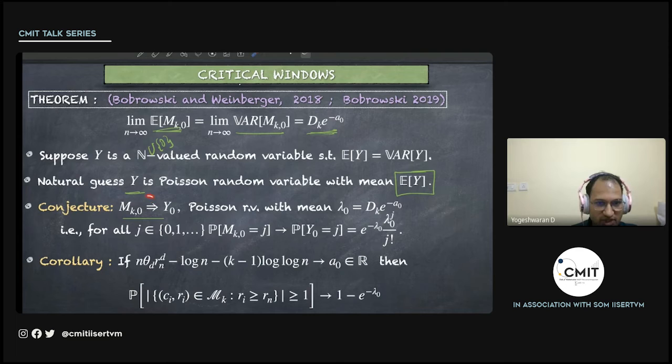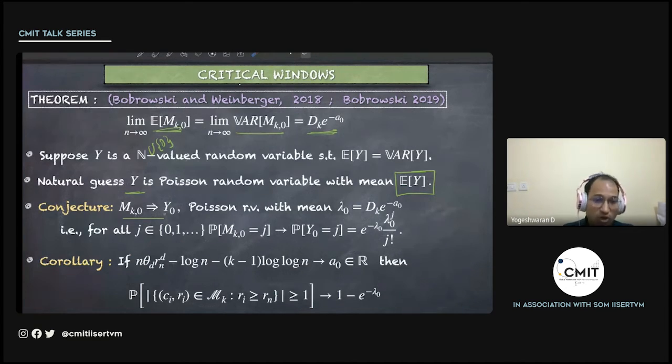This is a conjecture, just based on the fact that expectation and variance are converging to the same constant, and a random variable that satisfies such a constraint is a Poisson random variable. So maybe M_k0 converges weakly to Y_0, where Y_0 is a Poisson random variable whose mean is lambda 0. Lambda 0 is nothing but this constant. Very nice.